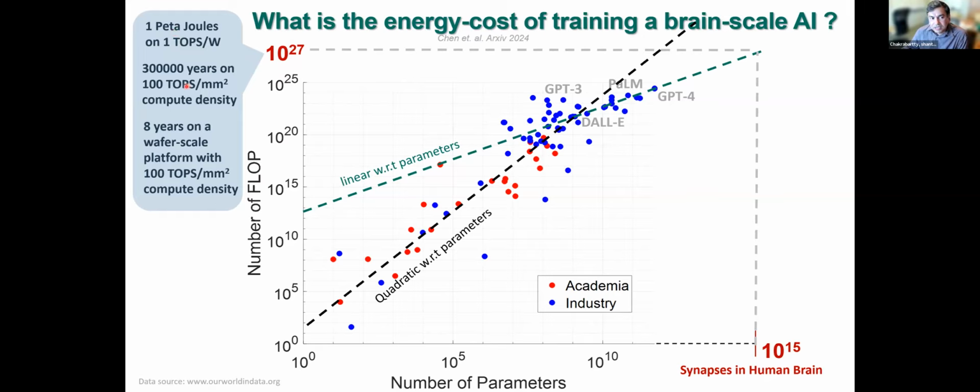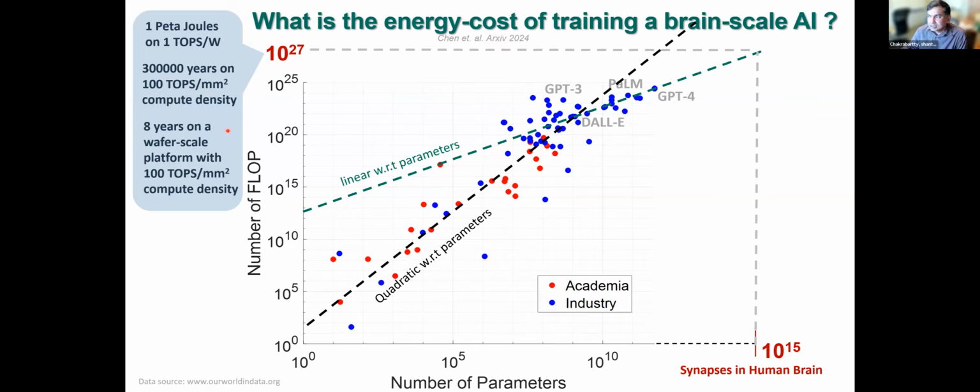But if I try to implement these operations on the best possible computational platform that is currently available, that is about 100 TOPS per millimeter squared, this is the computational density, it will take close to 300,000 years to train with this many operations.